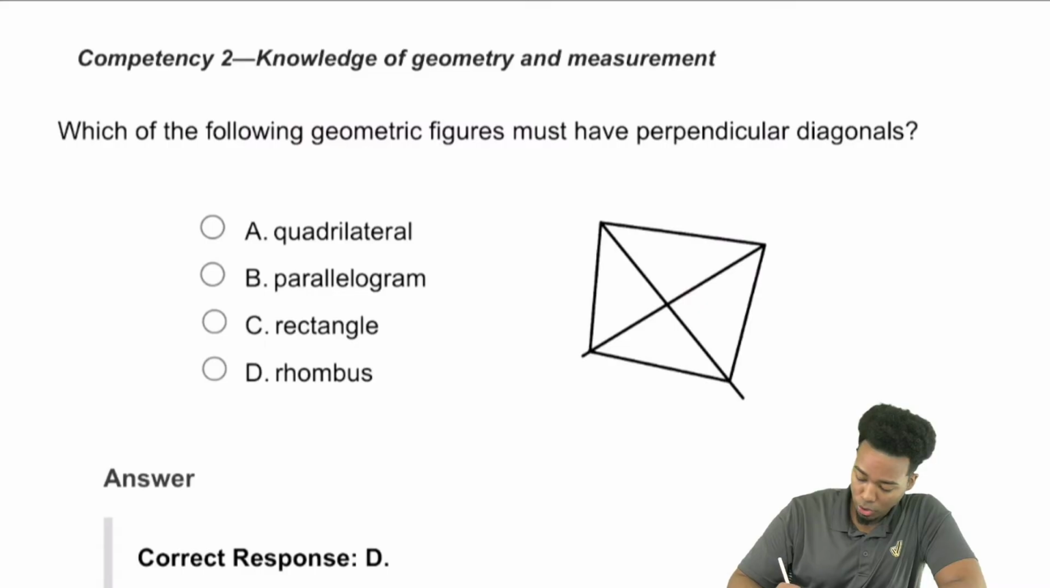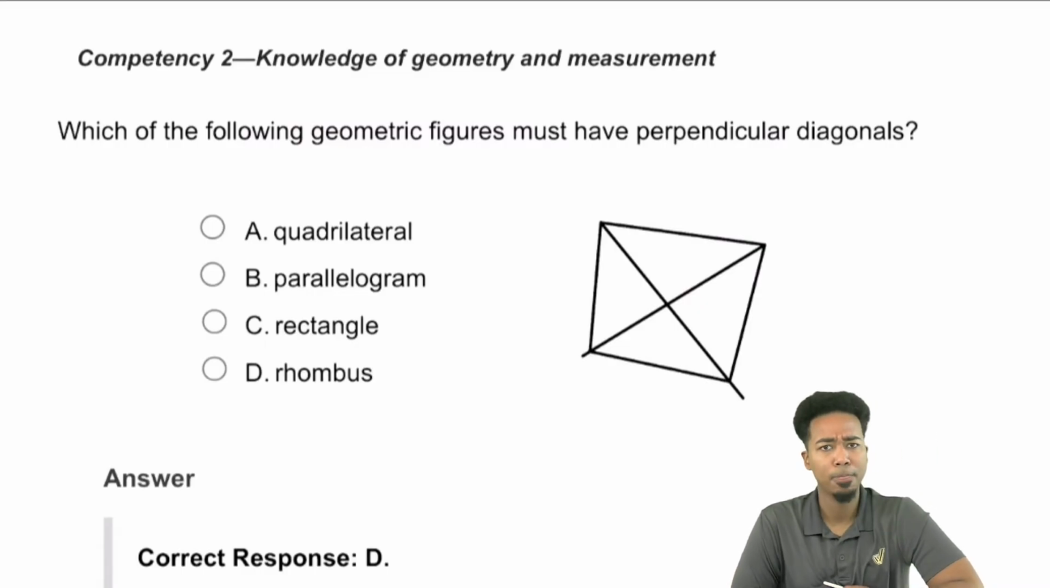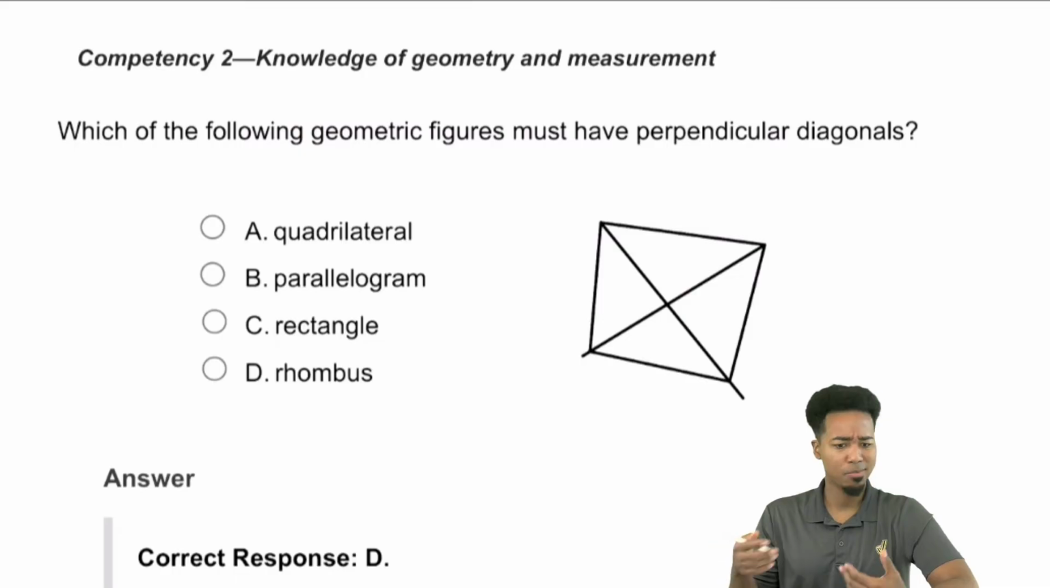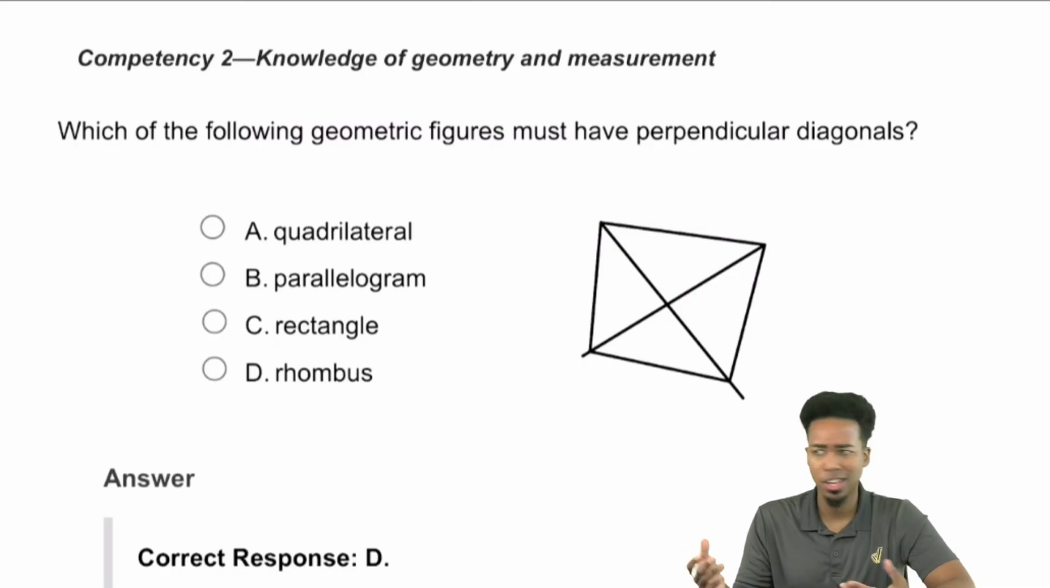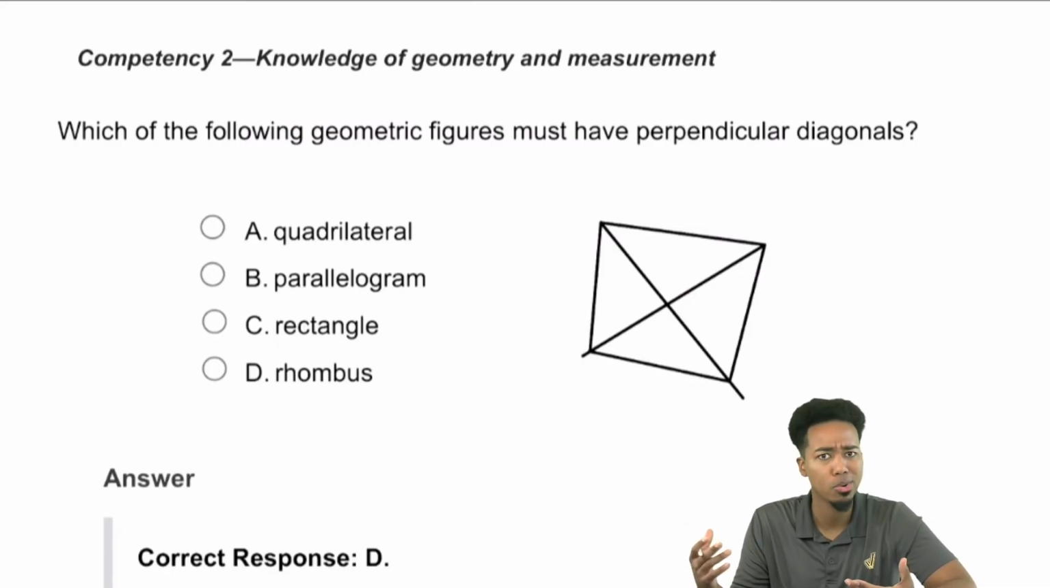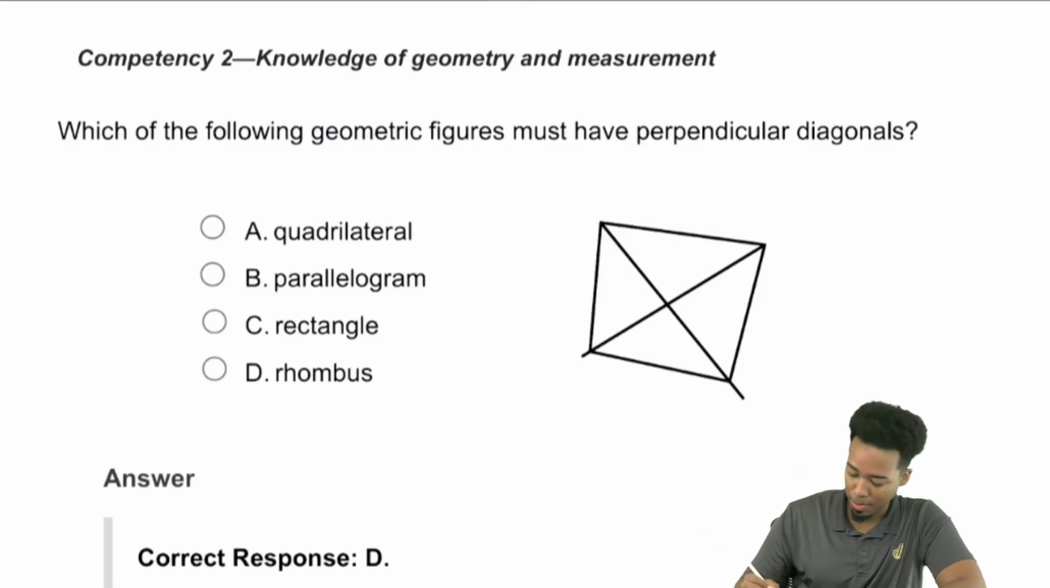A says quadrilateral. What's a quadrilateral? A quadrilateral is just a 4-sided shape. Quadrilateral, 4 sides. So that could be a rectangle, that could be a parallelogram, that could be a square, that could be a rhombus, that could be a trapezoid. That's not specific enough.